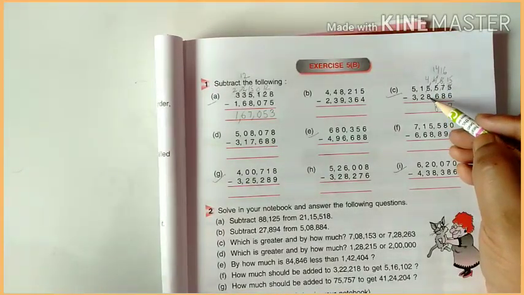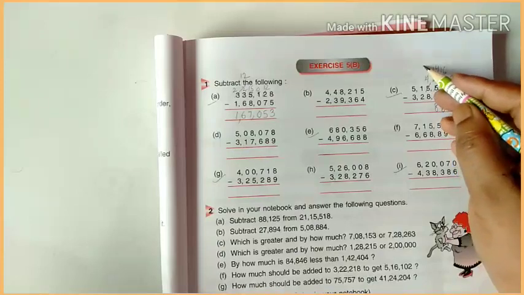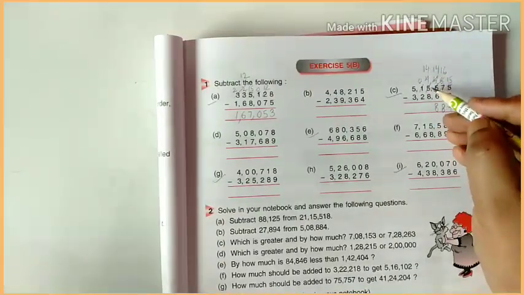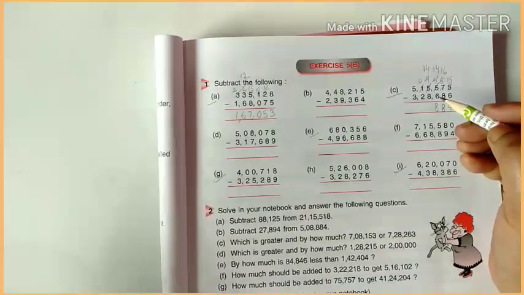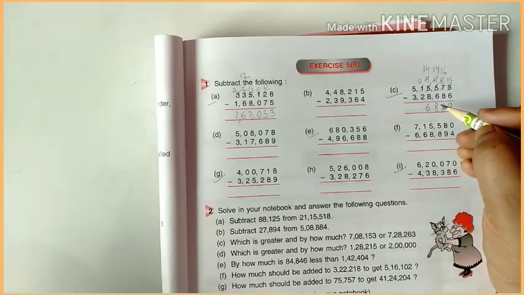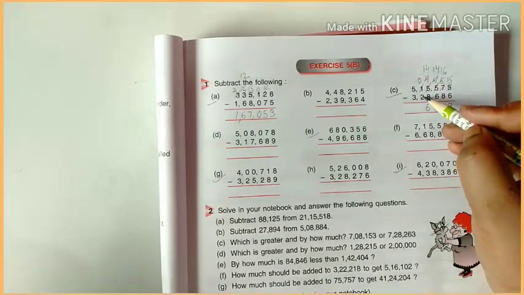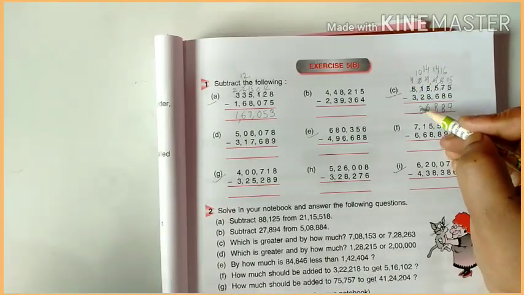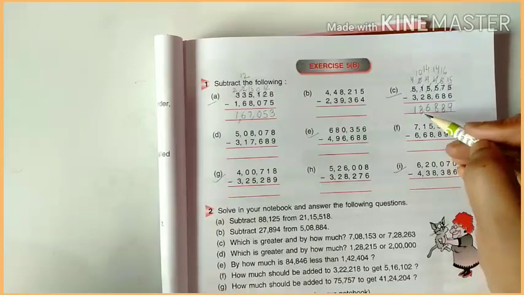This is 4. 4 minus 8 is not possible. Again it will become 14 here and it will become 0 here. So 14 minus 8 is 6. This is 0. This is 2. Not possible. So it will become 10. It will become 4. 10 minus 2 is 8. 4 minus 3 is 1.